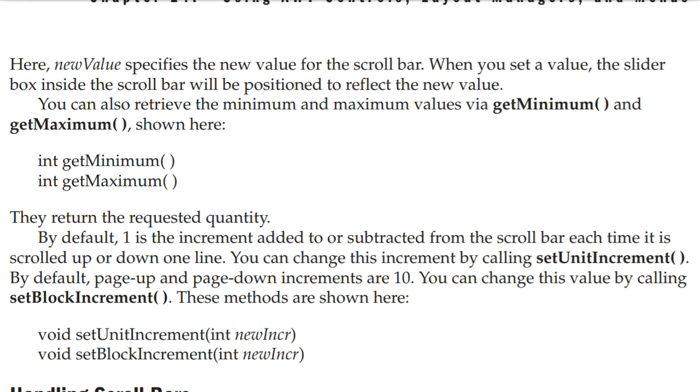By default, 1 is the increment added to or subtracted from the scroll bar each time it is scrolled up or down one line. You can change the increment by calling setUnitIncrement. By default, page up and page down increments are 10. You can change the value by calling setBlockIncrement. These methods are shown here. void setUnitIncrement(int newIncr), void setBlockIncrement(int newIncr).